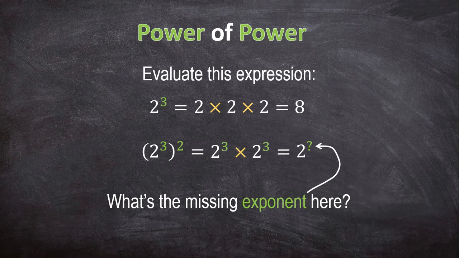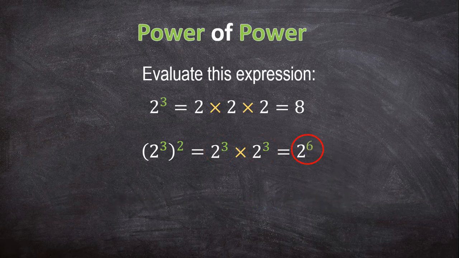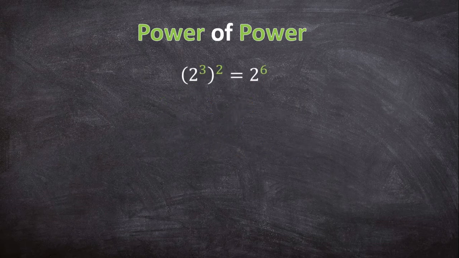When you multiply powers with the same base, you can add the exponents. So 2 to the third times 2 to the third equals 2 to the sixth because 3 plus 3 equals 6. Next, let's look at another example.